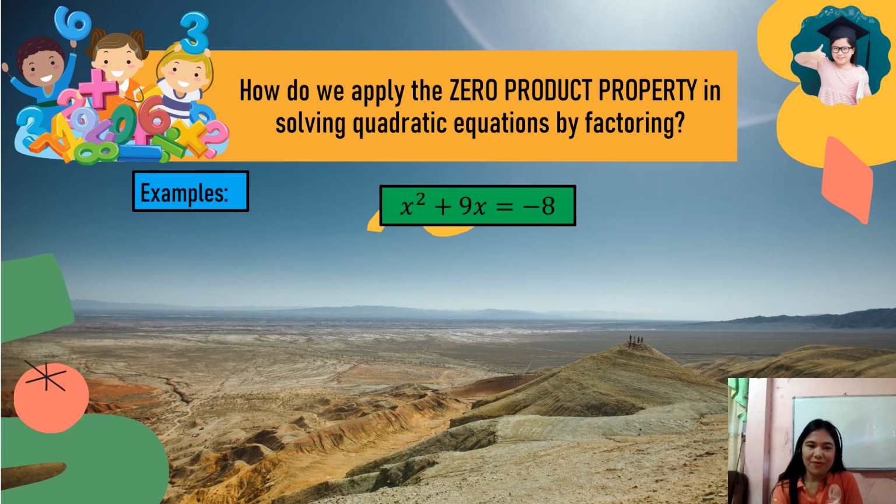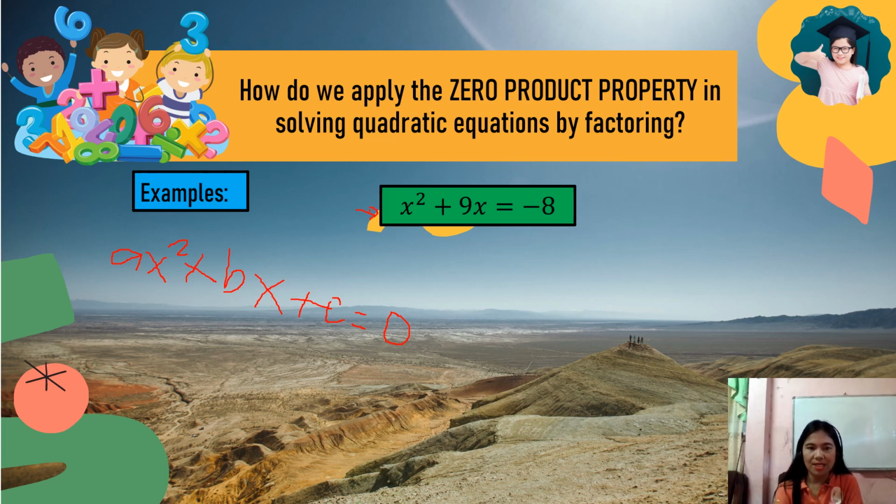The standard form is ax squared plus bx plus c is equal to 0. If this is our standard form, then this one here should look like this.